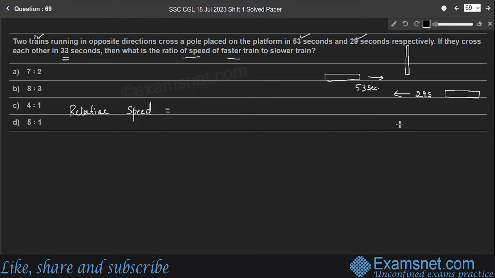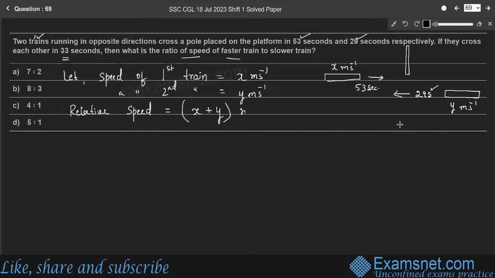So for that, let us assume the speed of the first train is x meter per second. That of the second train is y meter per second. Since the unit of time is second here, it is better to take speed in terms of meter per second, right? So let the speed of the first train be x meter per second, and that of the second train be y meter per second. Since the two trains are moving in opposite directions, their relative speed is the sum of their speeds, x plus y meter per second, right?